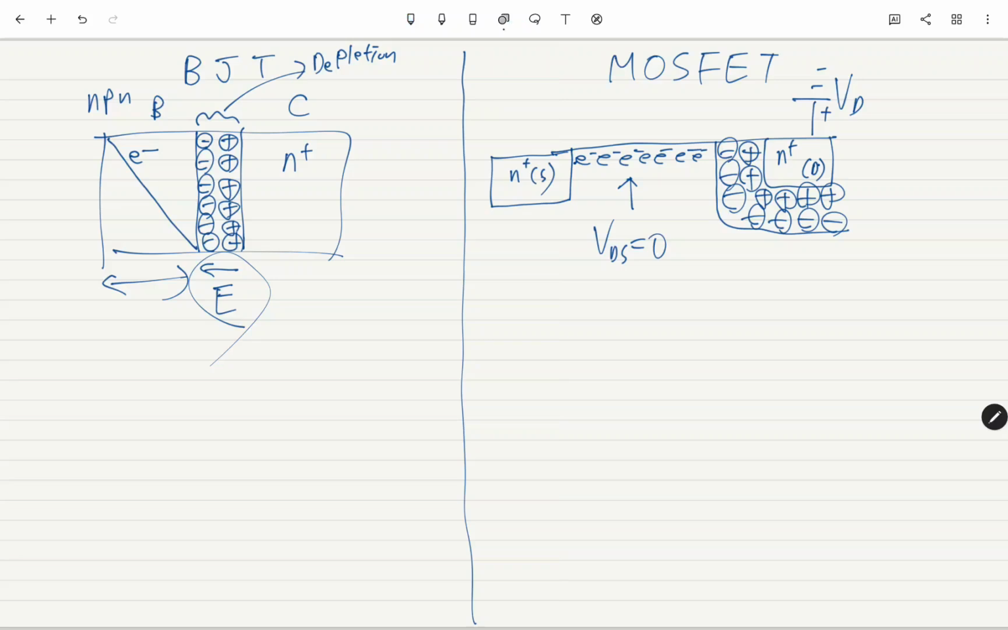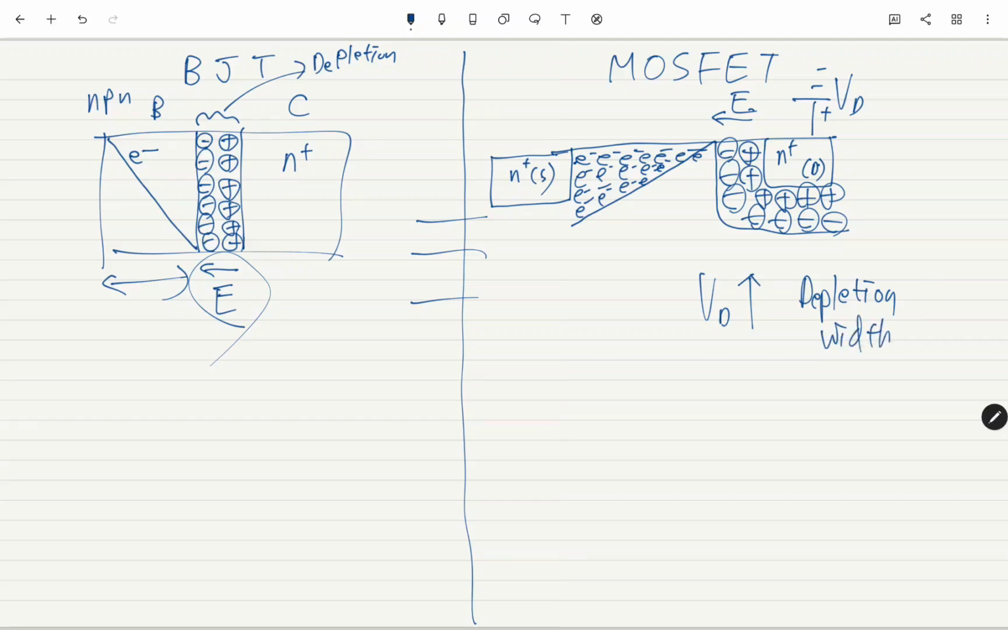But then, under non-zero VDS, the electron concentration profile looks like this, right? Something like this. I can see these are very, very similar. And there is an electric field as well. What if VD increases? Then what happens to the depletion width between the drain and the substrate? What is happening? Does it increase or decrease?